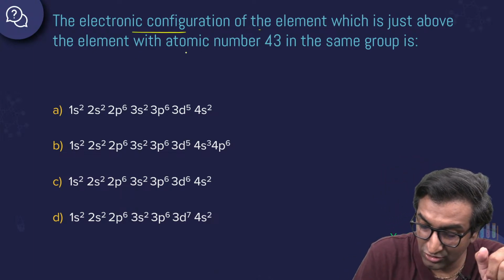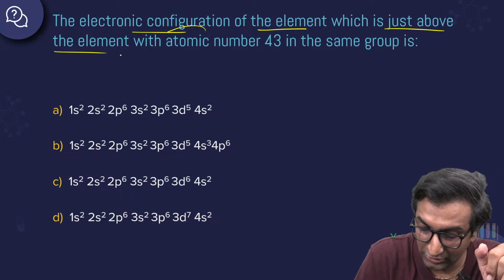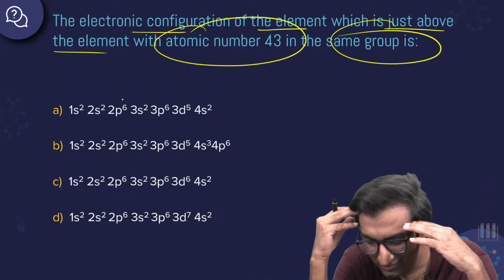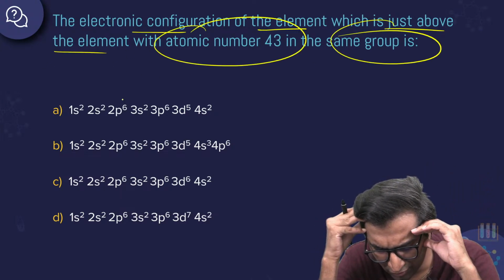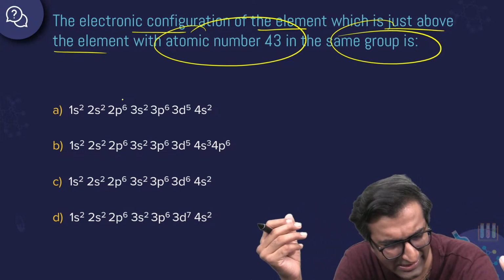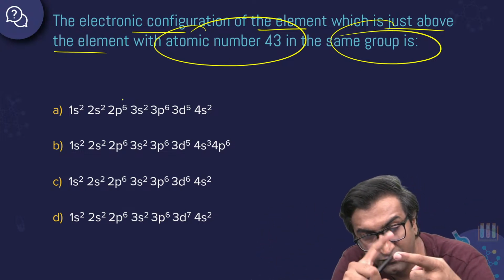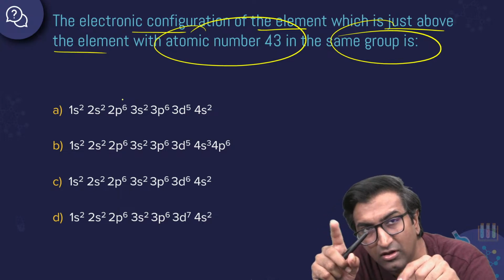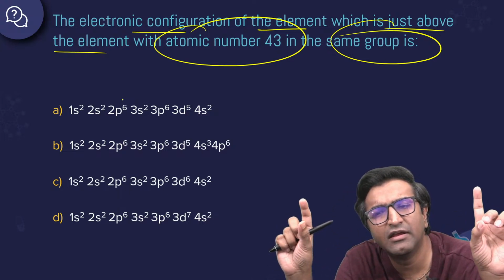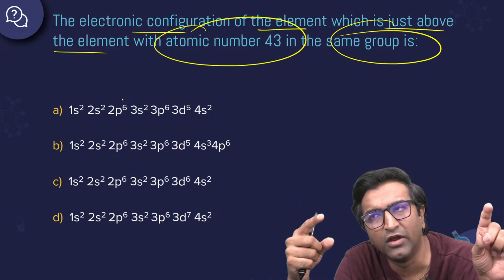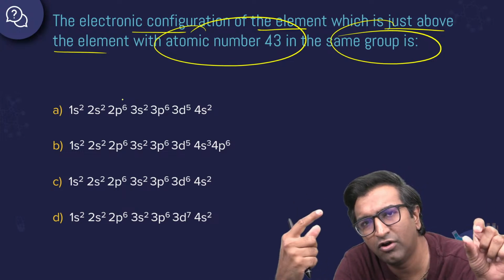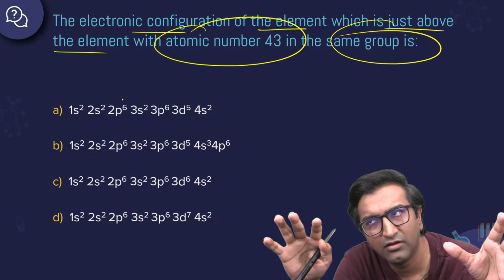The electronic configuration of the element, which is just above the element with atomic number 43 in the same group, is what? Just above 43. I don't know what's above 43, guys. I know what can help me. Do you know what can help you? The electronic configuration of 43. How many elements are there in a period? If you subtract that, then you should get exactly what is above 43. Logically that should work, right?